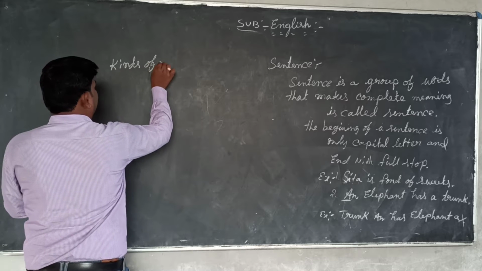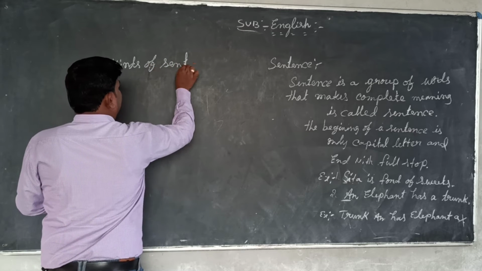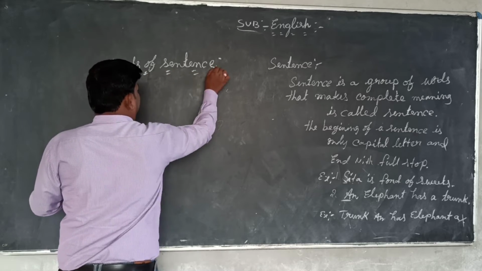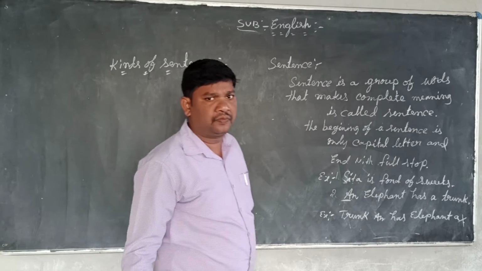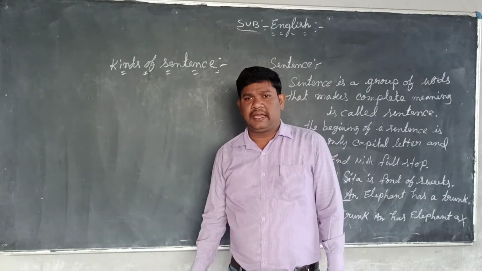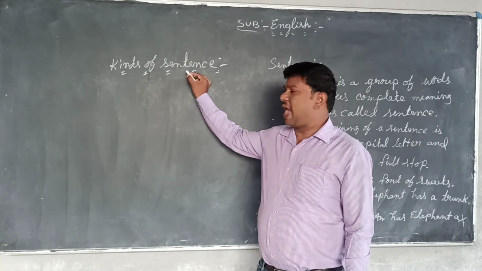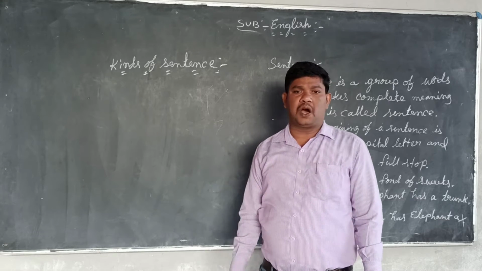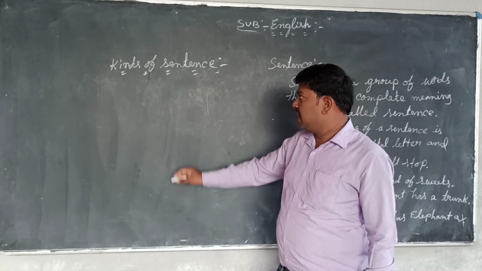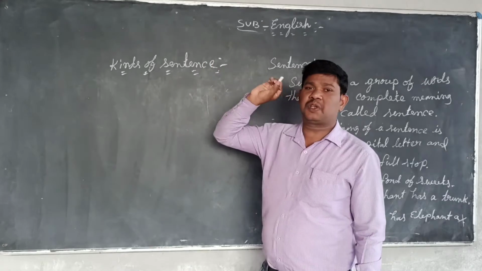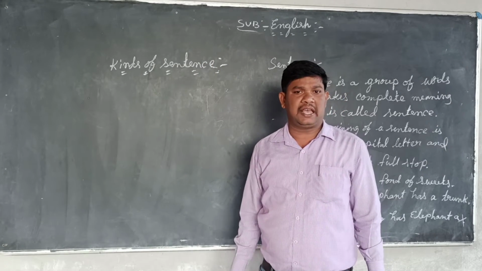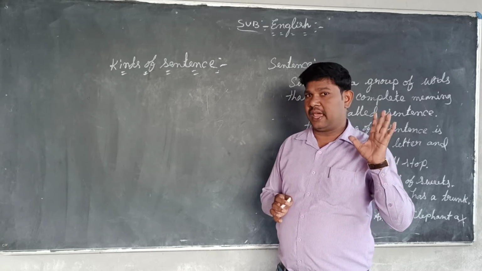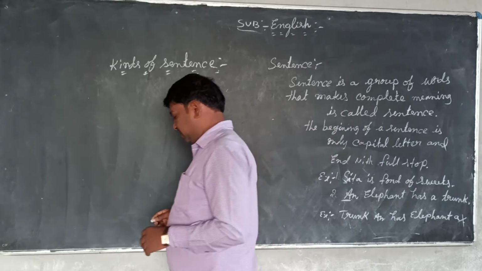Kinds of sentences. Generally, we already know how many kinds of sentences we have in English. We have only 5 types of sentences in English. Kinds of sentences means types of sentences. How many types of sentences are there in English? There are 5 types of sentences in English.